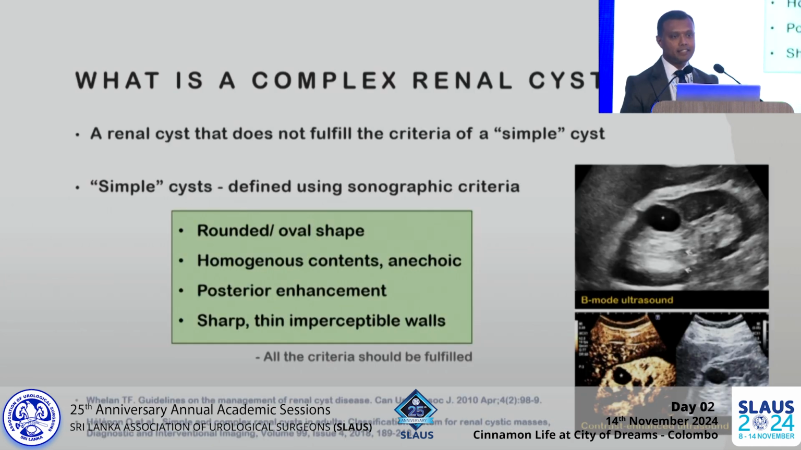So what is a complex renal cyst? Before coming to a complex cyst, we will start with a simple thing. Renal cysts are divided into two, complex and simple. A simple cyst is defined based on ultrasound scan findings of a round or oval shaped lesion, homogeneous contents, no internal echoes, posterior enhancement, and the wall should be sharp, thin, and very smooth, and could not be separated from the rest of the renal parenchyma during the ultrasound scan. So for you to call it a simple cyst, the cyst has to fulfill all the criteria. If at least one or more criteria is not fulfilled, then those cysts will be classified as complex or atypical cysts.